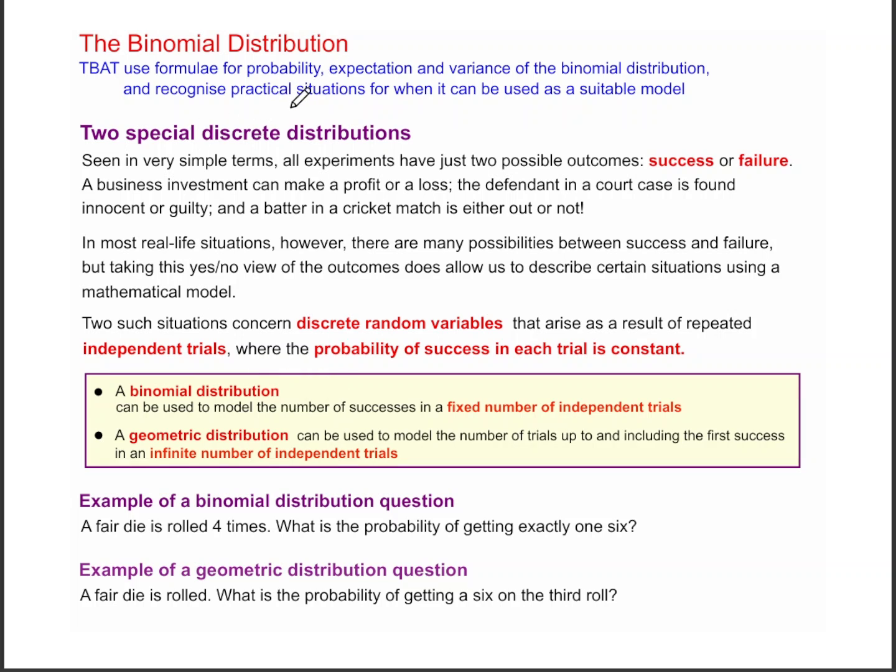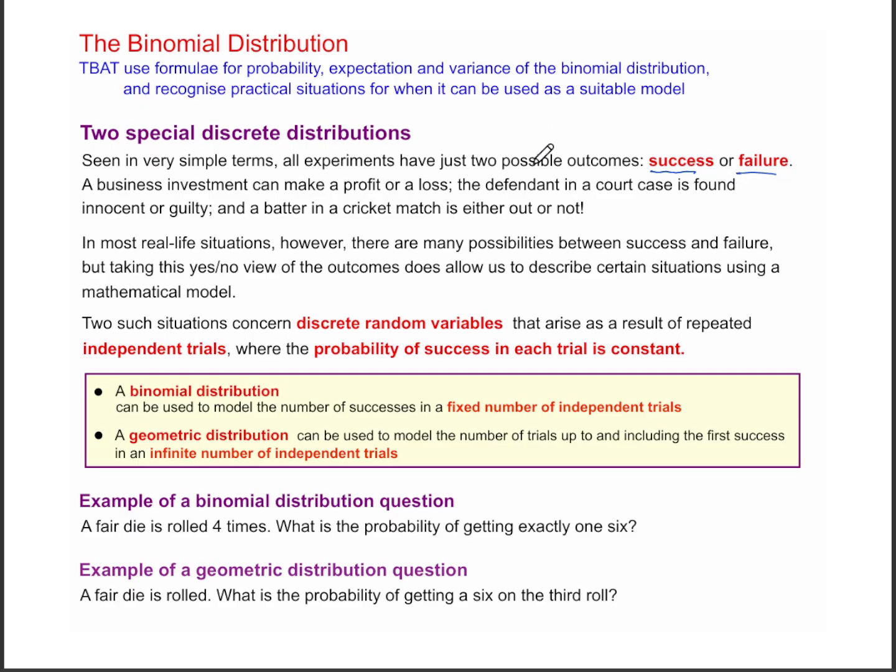We now move on to binomial distribution, and this is one of two special discrete distributions. Now, in the past, we've seen that distributions have more than one outcome. They can have 5 outcomes, 6 outcomes in a die, 2 outcomes in a coin, maybe 4 outcomes in a spinner. But if you simplify it as much as you can, give everything just 2 outcomes. Something that you want, which is a success, and the things that you don't want, which is a failure.